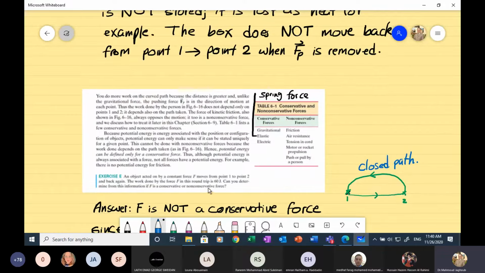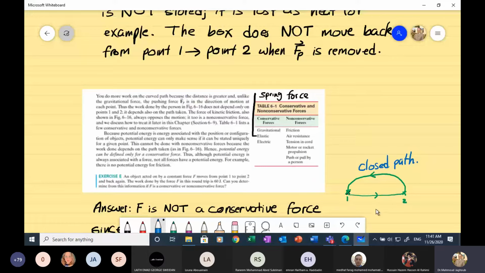Now in the example, he tells me that the work done by that force F equals 60 joules. Can you tell me if this force F is a conservative force or a non-conservative force, depending on what I have just said? Conservative or non-conservative? Non-conservative. Yes, well done. It's a non-conservative force. Why is it a non-conservative force?